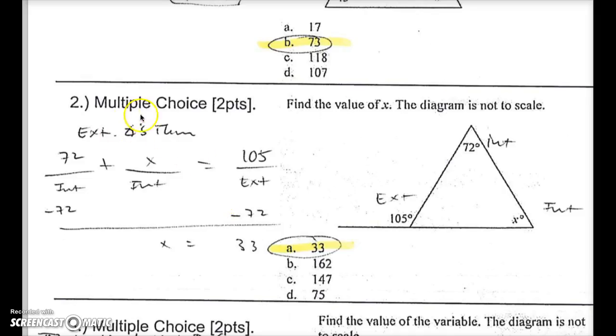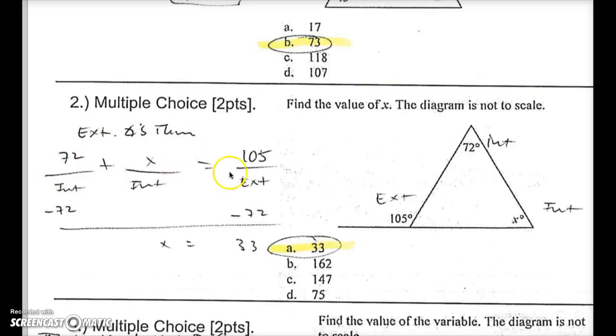Question number 2, multiple choice, 2 points. Find the value of x. The diagram is not drawn to scale. Again, we have a triangle, but notice you have some angles now. This one's an extended line, so this would be an interior angle, and that would be the exterior angle. This is called the exterior angle theorem.